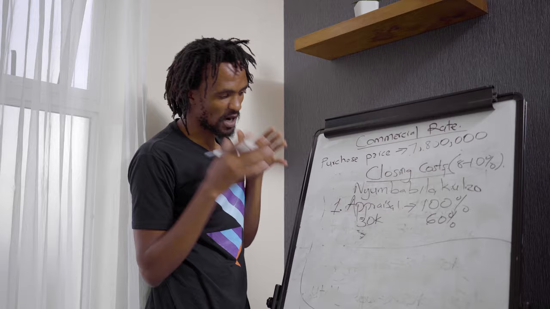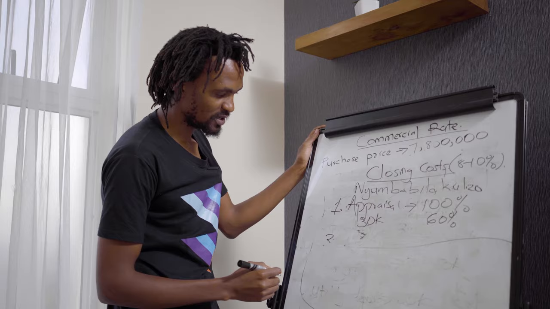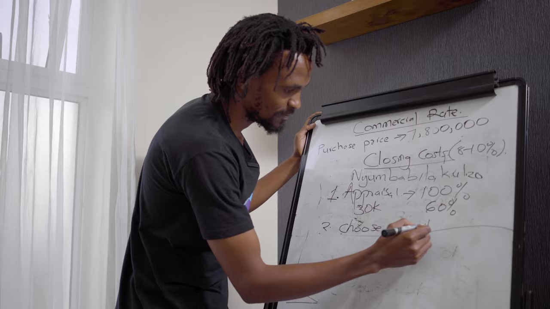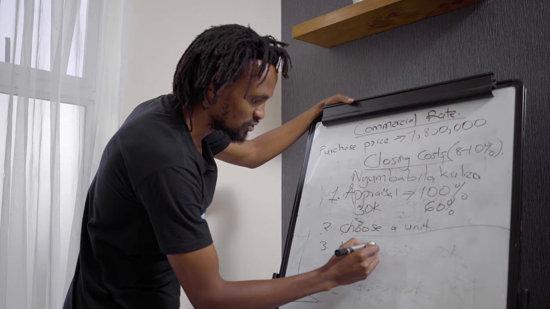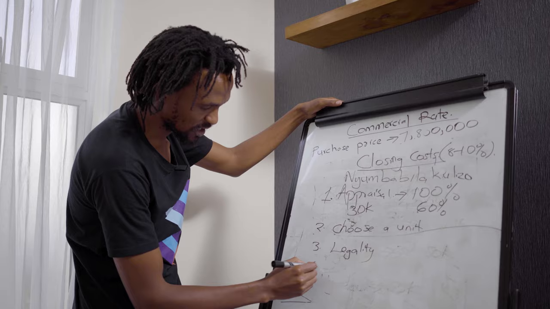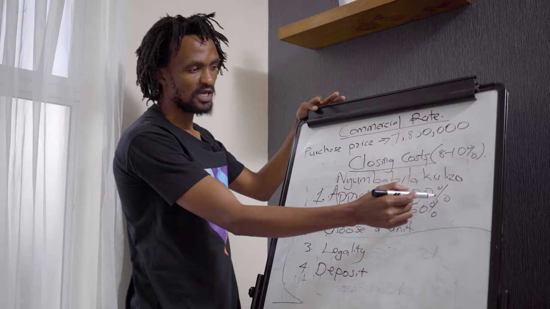After you are appraised, the second step is that you choose a unit. You come to site, I'll show you the available units, then you select one that you like. The third step is about legalities. Here we are going to have an offer letter first, then with the offer letter, the fourth step becomes deposit. This step is only required in the event where you're getting less than 100% financing. If you're getting 100% financing, you can skip this step.